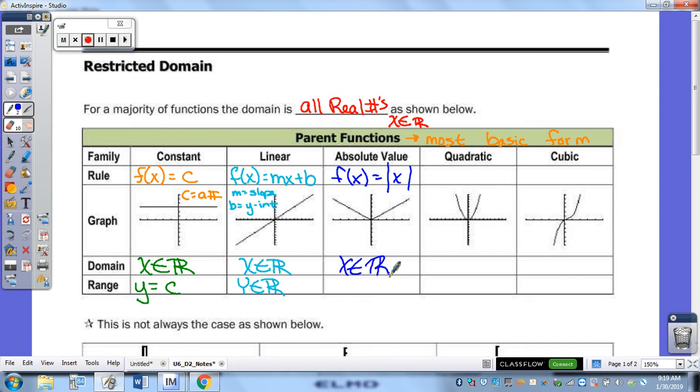Could be everything. Now for this graph that I have here, for my range, my lowest value is right here at 0. And then it goes up. So y is greater than or equal to 0. Now your range would change if I moved my graph down. It would just be greater than whatever that number is when I moved it. Or if I moved it up, same thing. So your range value can change for that one depending on where your graph is.